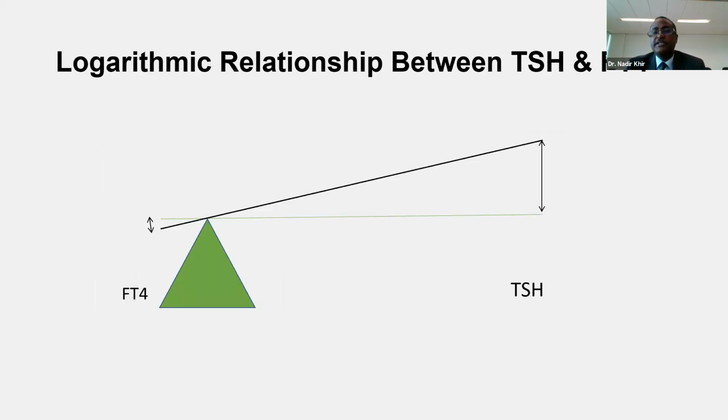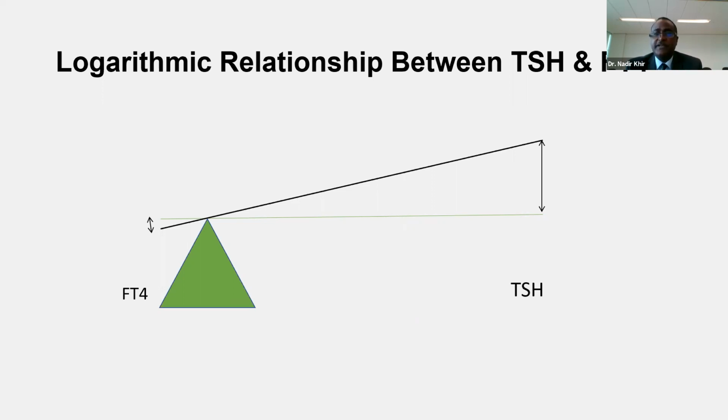So which one should we depend on, the TSH or free T4? If you see here, there is a logarithmic relationship between TSH and free T4. The TSH can detect minor change in the T4 level in the blood, any minor change, even when the patient might not have the symptoms of hypothyroidism or hyperthyroidism. And way before there is a change in the thyroid levels, the TSH will move.